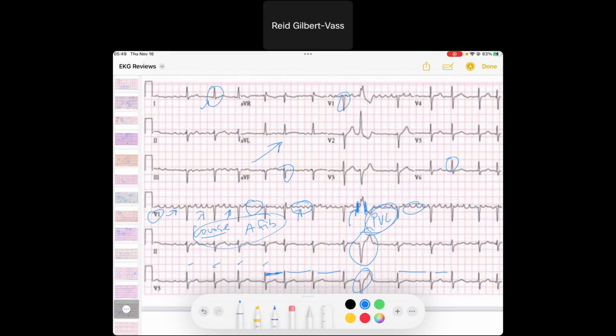What is our rate? 300, 150, 100. Yeah, all of these are likely less than 100 beats per minute, so it's not RVR. It's probably like a moderate ventricular response.